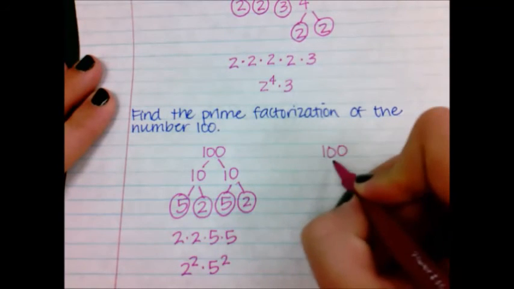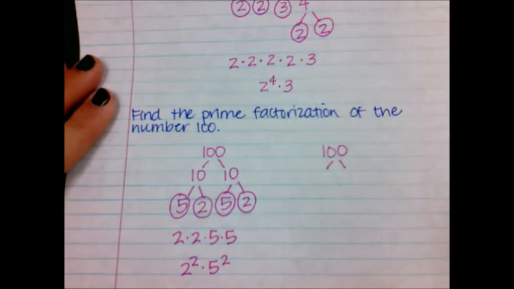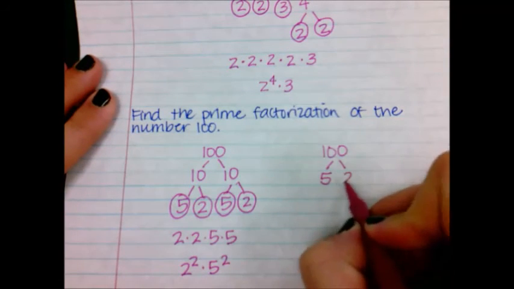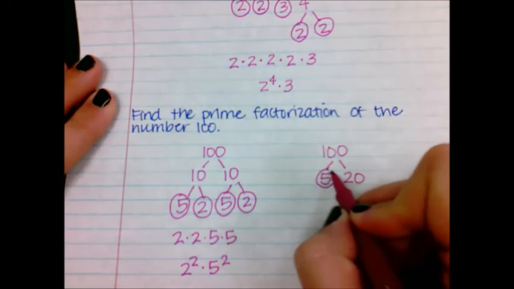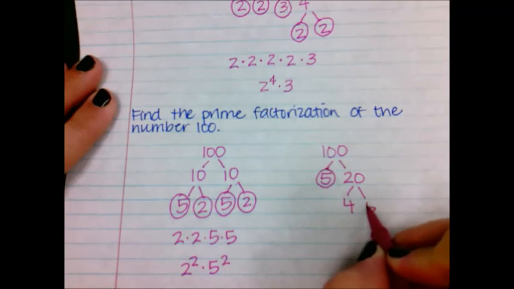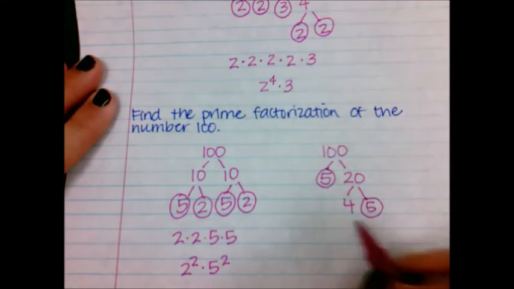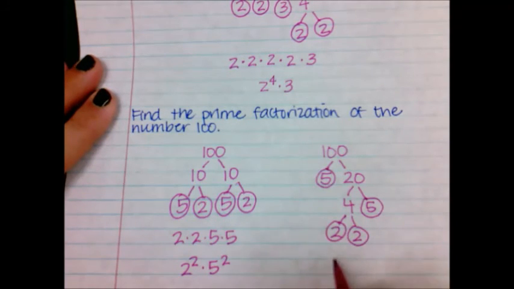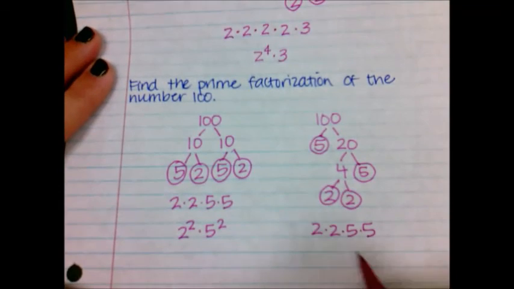There are many ways to do prime factorization. If I didn't want to do 10 times 10, I could do 5 times 20. 5 is prime. 4 times 5. 5 is prime. 2 times 2, those are both prime, and you'll see that I end up with the same chain at the bottom. 2 squared times 5 squared.